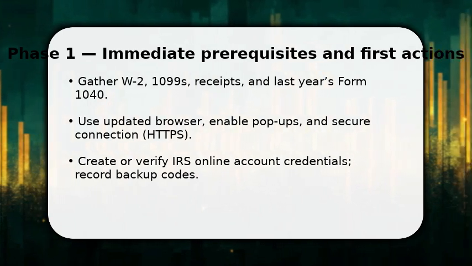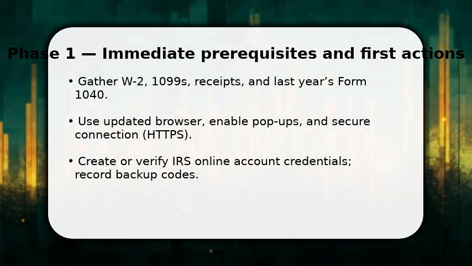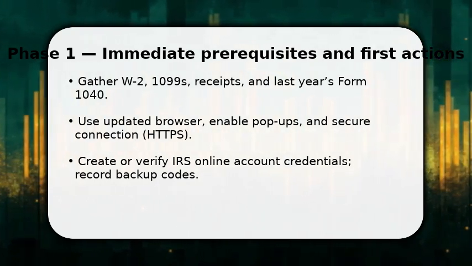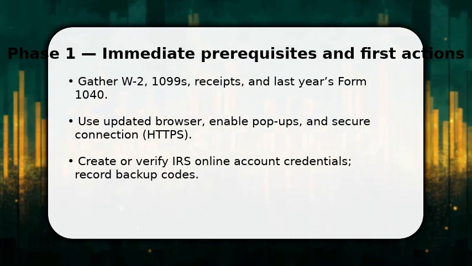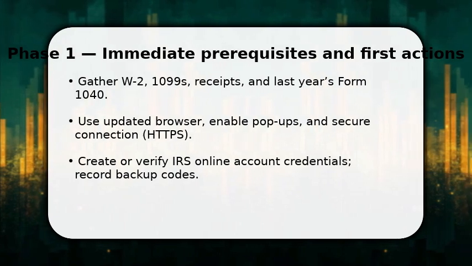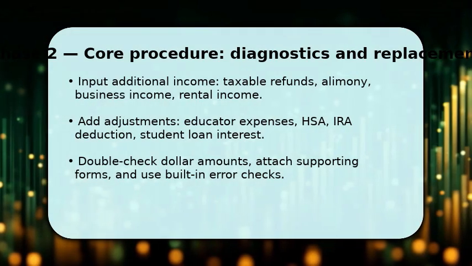Next, select Form 1040 and add Schedule 1 as an attachment. This is the first actionable step. Enter each income and adjustment line item roughly as shown on your documents, and save progress often so you don't lose partial entries. Now you move into the complex middle.